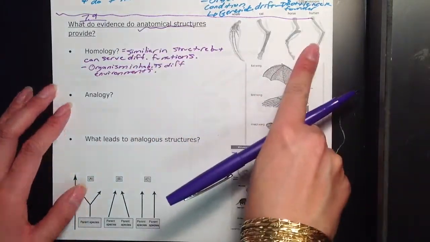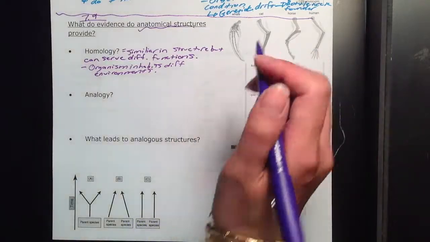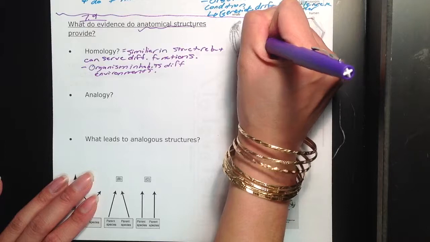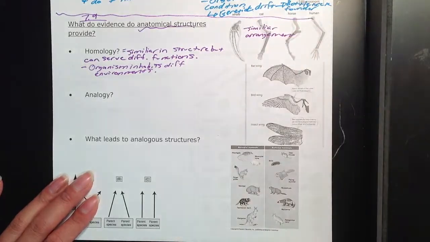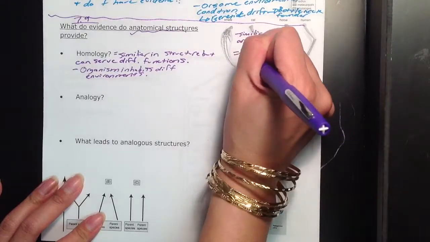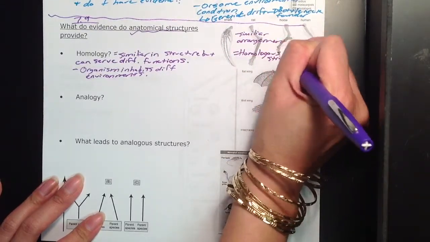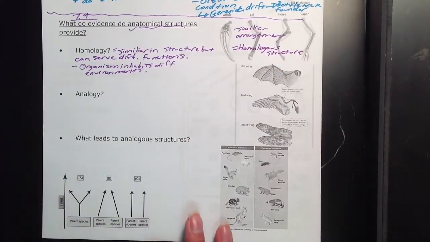So if you're looking at the top picture right here, you have bones of whales, cats, horses, and humans. And so you'll see in this that you have a similar arrangement of the bones. But these are all homologous structures because they all allow the organism to do something else: swimming, flying, running, that sort of thing.